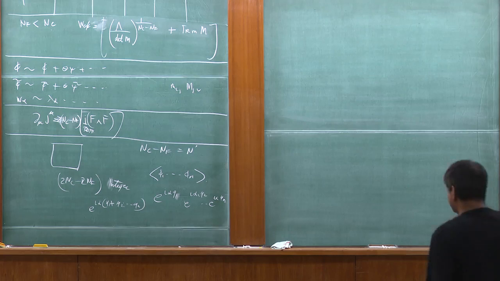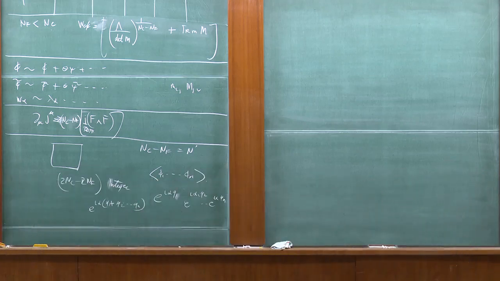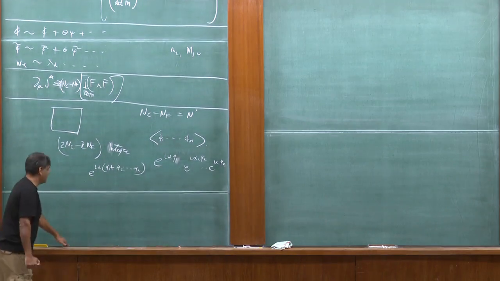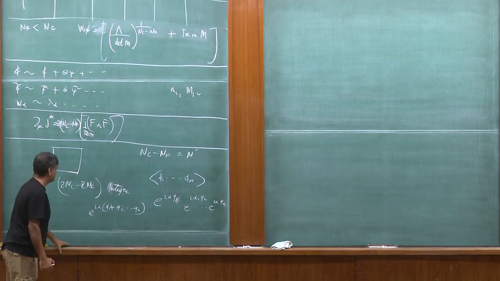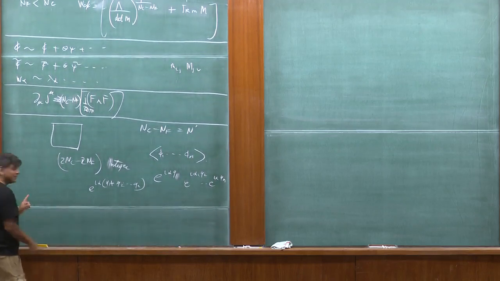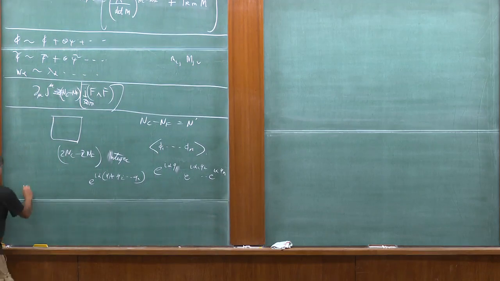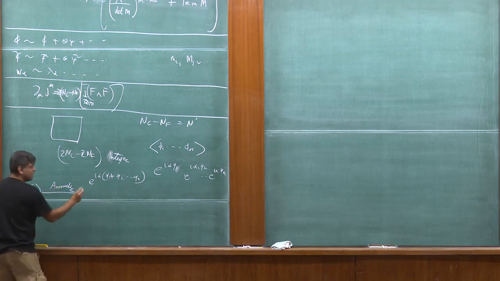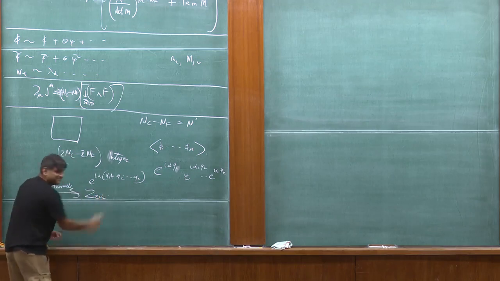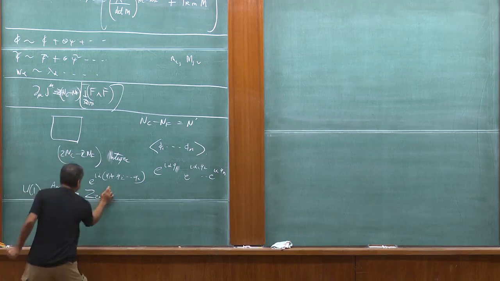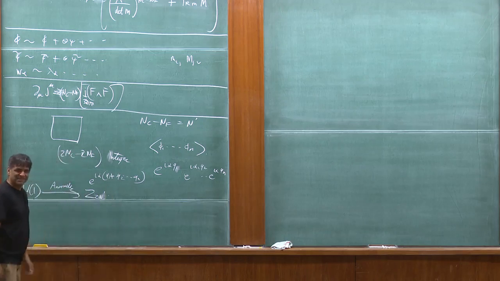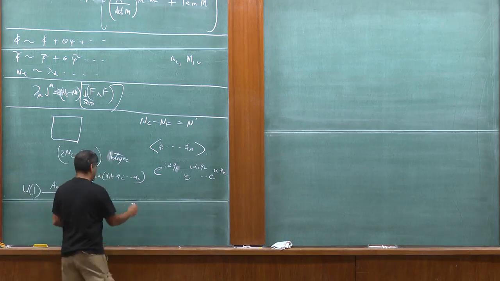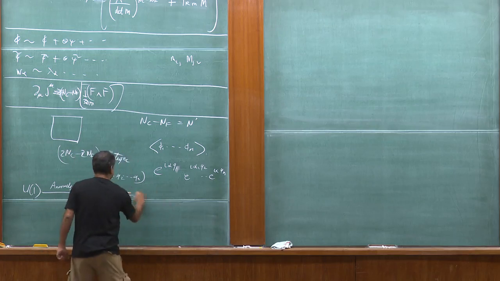So what we have deduced from here is that even though this theory is anomalous, the U1 symmetry is not conserved, but it's not completely broken. The U1 is anomalous, and is broken down to Z 2N prime. And in the pure gauge theory that we were talking about just now, this is equal to Z 2NC.